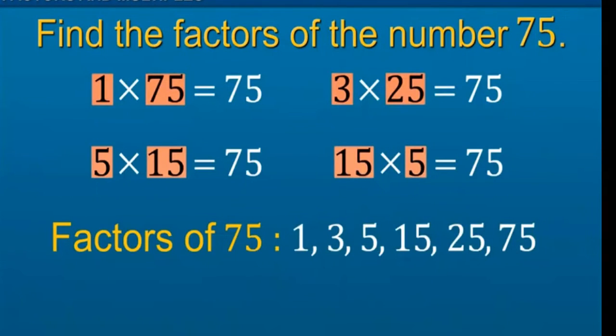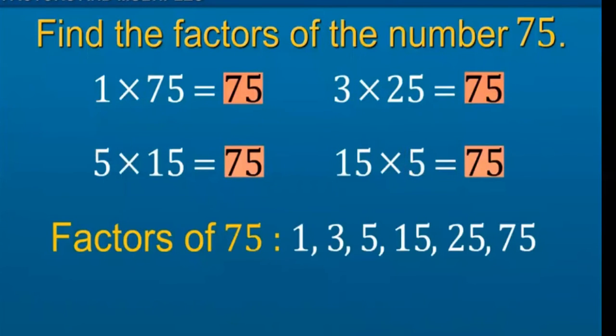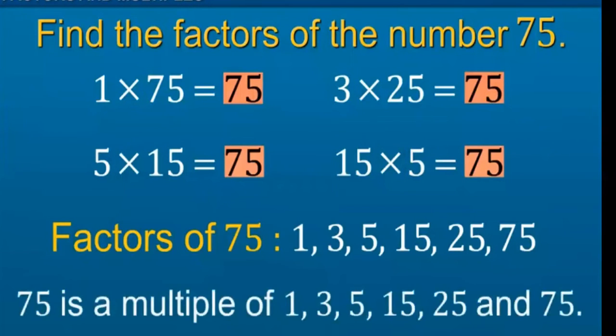Here is another interesting observation. Note that each factor of number 75 is multiplied by another factor to get the result as 75. Thus, the number 75 is a multiple of all its factors. So here, 75 into 1, what answer do we get? We get 75. So 75 is a multiple of 1 and 75.